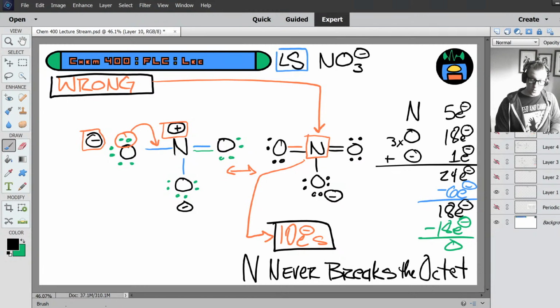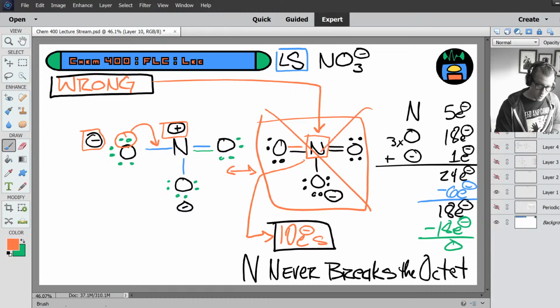All right, so this is dead wrong. Minimizing formal charges is great, but you have to remember that you can only do that if you have an element that is on the third period or lower that's allowed to break the octet rule. Never do it for a second period element. All right?